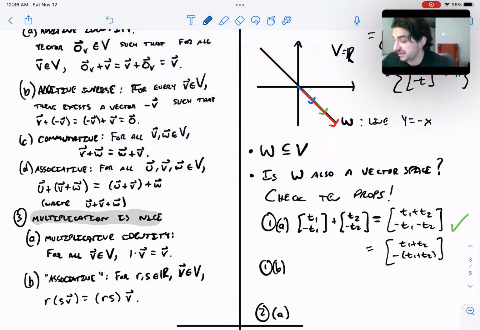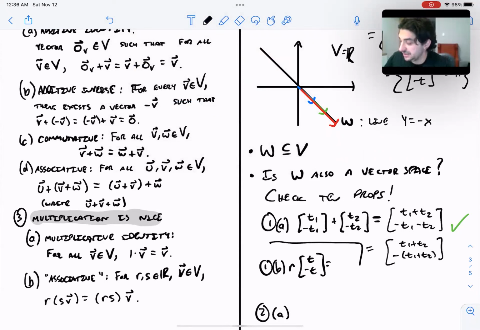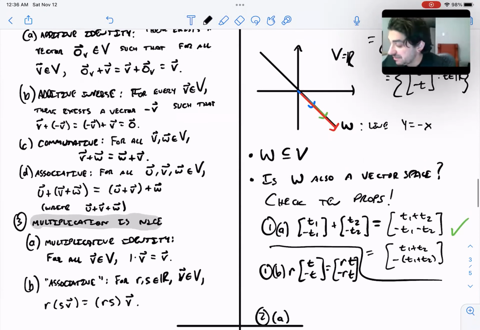Also, if you pick some point along W and you multiply it by a real number, does that result still lie in W? Yes, absolutely, because if you start with a point whose x coordinate is the negative of its y coordinate, or vice versa, and you multiply it by a real number, you still get a point whose x coordinate is the negative of its y coordinate, and vice versa. So it preserves that property, no matter whether r is positive, negative, or 0.